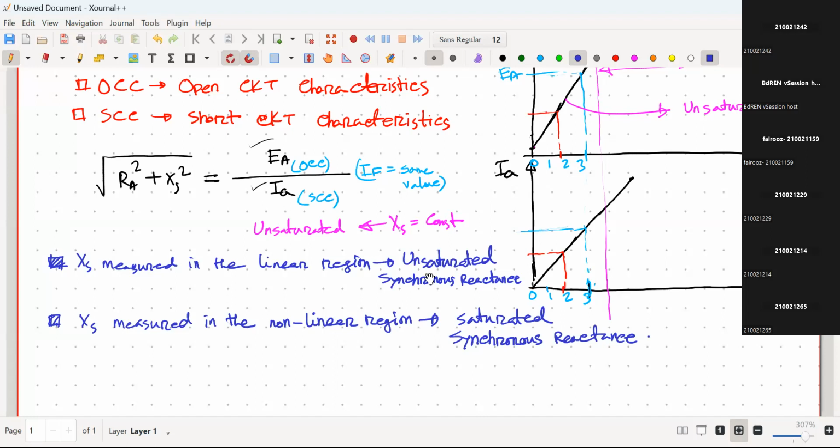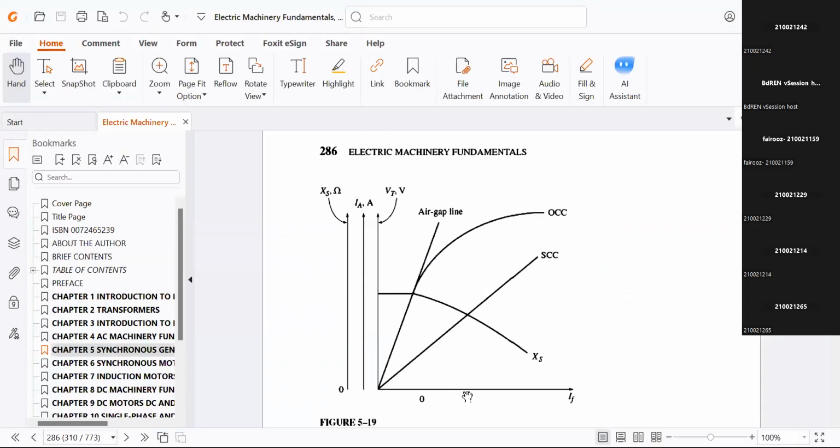Here you see, for any value of IF, how can I get Xs? This divided by this. Now here the upper part is being reduced and the lower part is increasing with a certain constant value or certain slope. So definitely Xs will be reducing, right? Yes, sir. Have you got my point? What I am saying? Okay, so this is from your book.